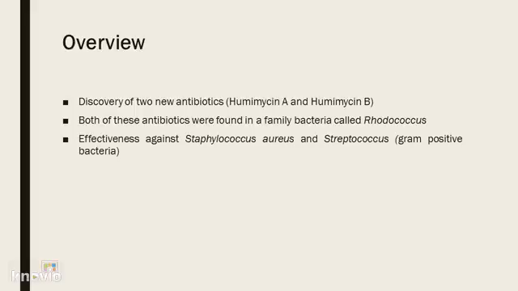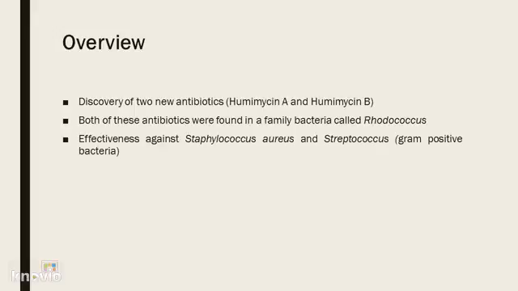Now, I would like to talk a little on the overview of this topic. This was a recent study by researchers at Rockefeller University who have found a way around this problem by using computational methods to identify which genes in a microbe's genome are able to produce antibiotic compounds. By testing the compounds against human pathogens, researchers successfully identified two closely related antibiotics, humimycin A and humimycin B. Both of these antibiotics are found in a family of bacteria called Rhodococcus.